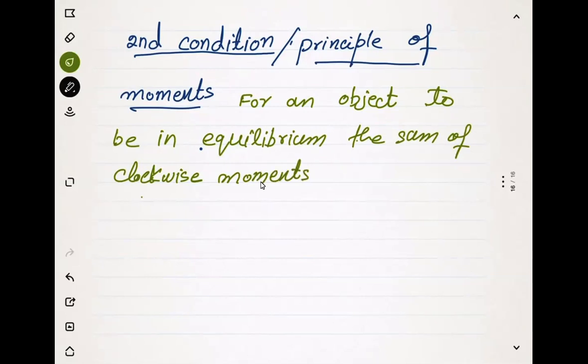So while applying the principle of moments, since the object is in equilibrium, you can take the pivot anywhere. When the object is not rotating, the pivot can be taken anywhere. So it should apply to all the points.